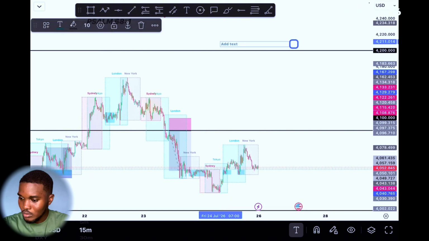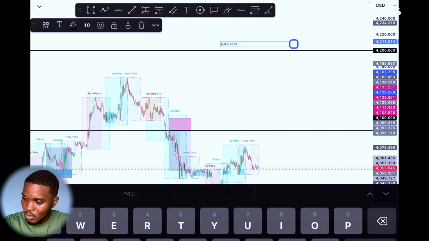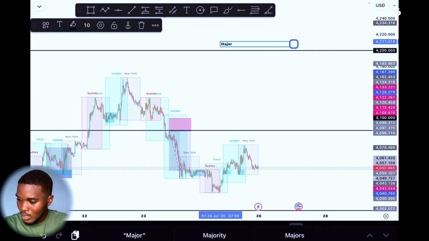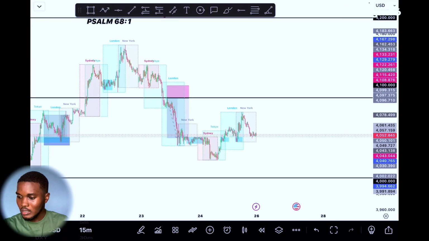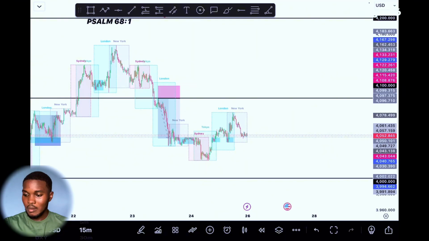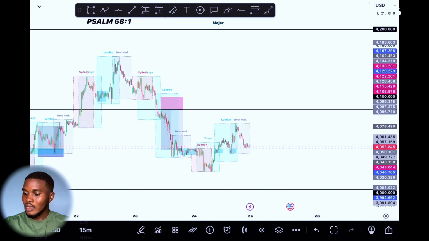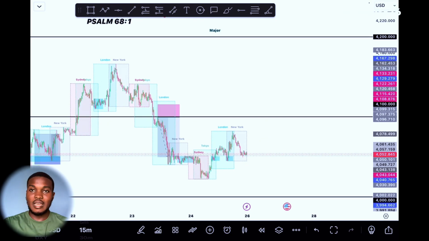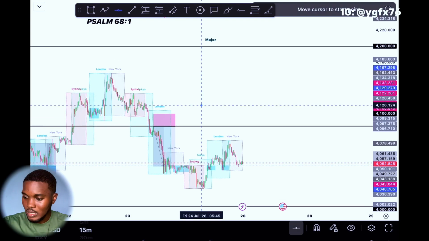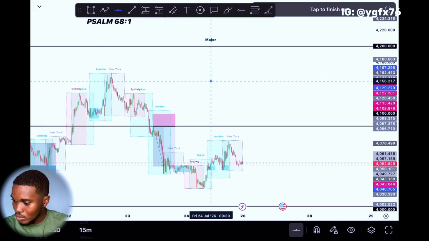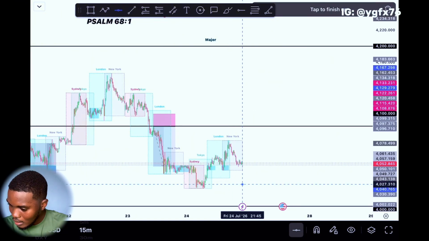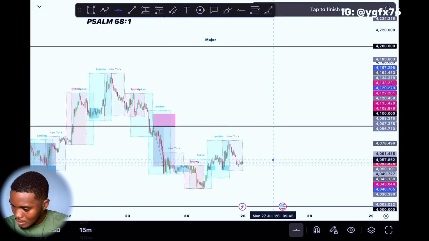Major psychological levels. Yeah, these are major, right? They are 100 points apart or 1000 pips apart on gold. And then we have the medium. These are like 50, 50, 50, 50. So that was what I plotted initially. So for example, I have 4000 here. So let's go ahead and plot 4050.